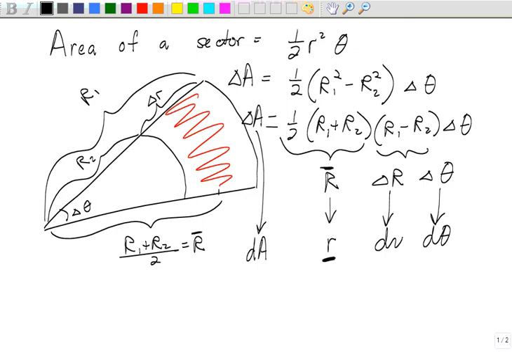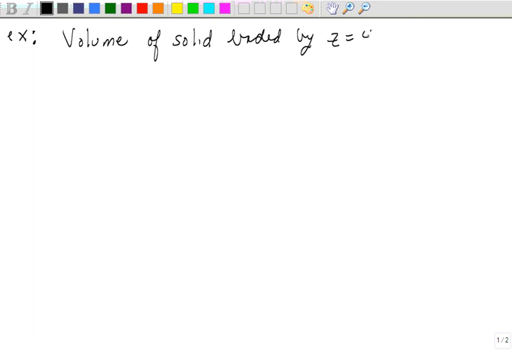Okay, let's do an example. I want the volume, and it's going to be a volume if the f function is positive. So I want the volume of the solid bounded by z equals 4 minus x squared minus y squared in the first octant.